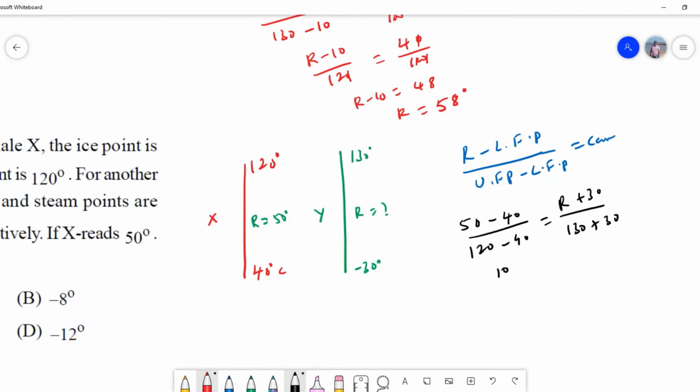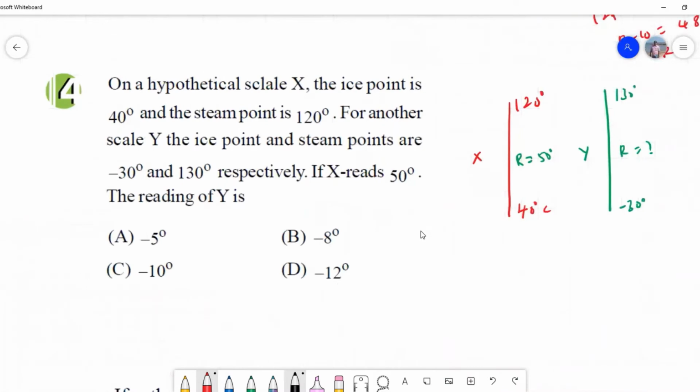So this is nothing but 10 upon 80 R plus 30 by 160. Right? So this will go by 2 times. So 20 is equal to R plus 30. So R is nothing but minus 10 degrees. So here the answer is option number C. Minus 10 degrees is the answer for it.